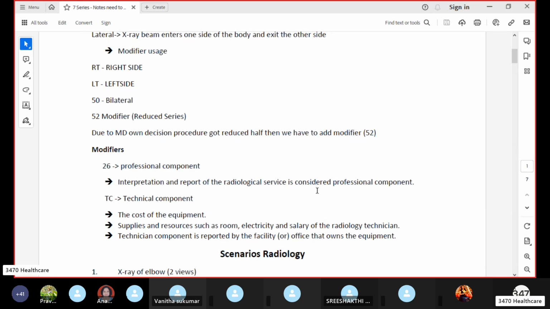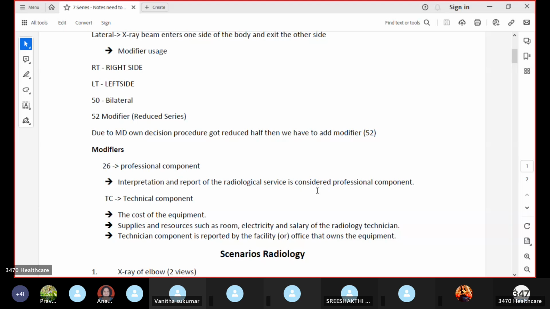The provider gives interpretation results of the radiological study. You will tell some interpretation results, right? That is for the professional. But the X-ray taken using the equipment, that equipment cost, who is assisting you, the technician cost, the room, the X-ray machine where they are keeping, those charges all come under the technical component.